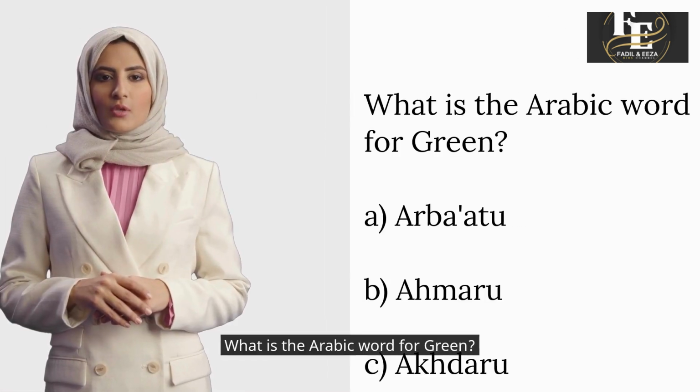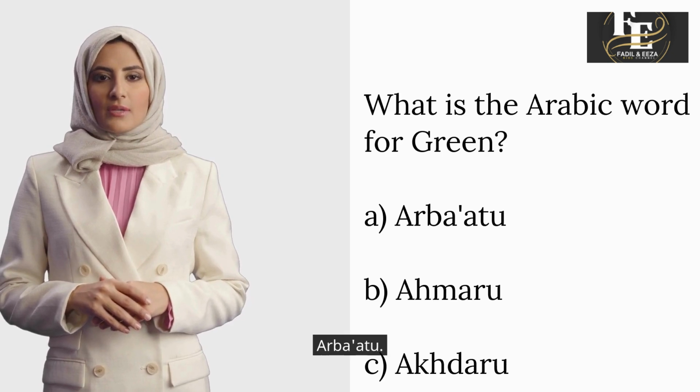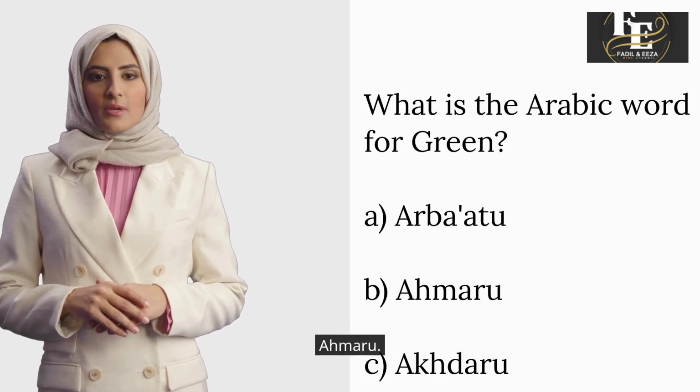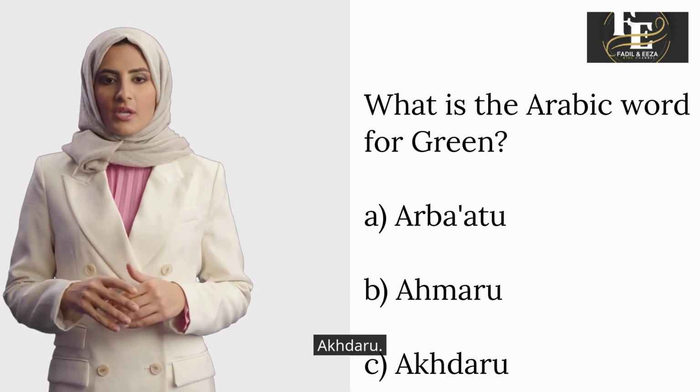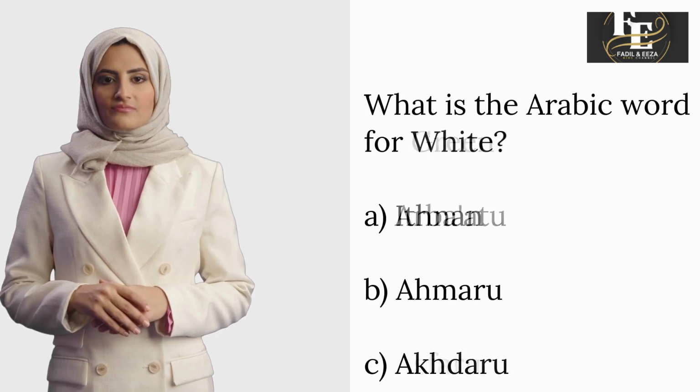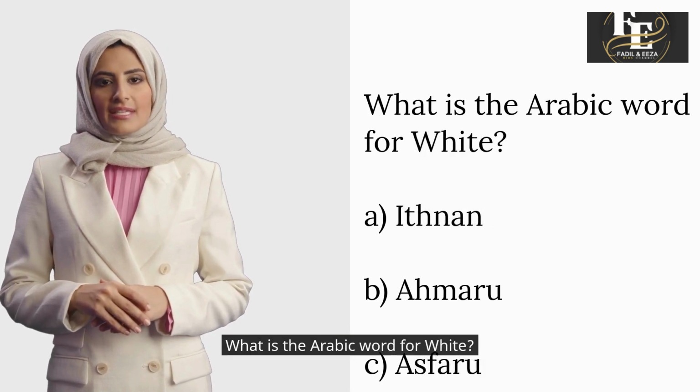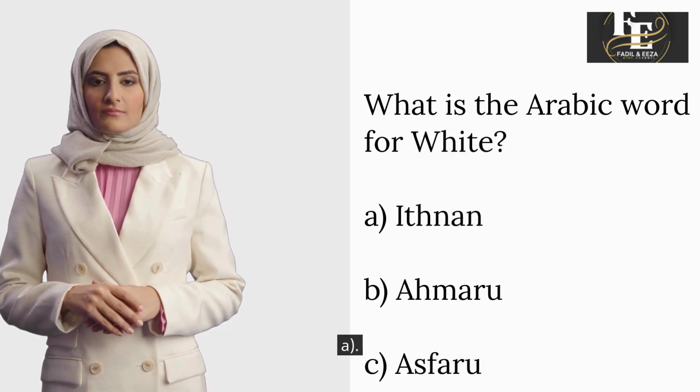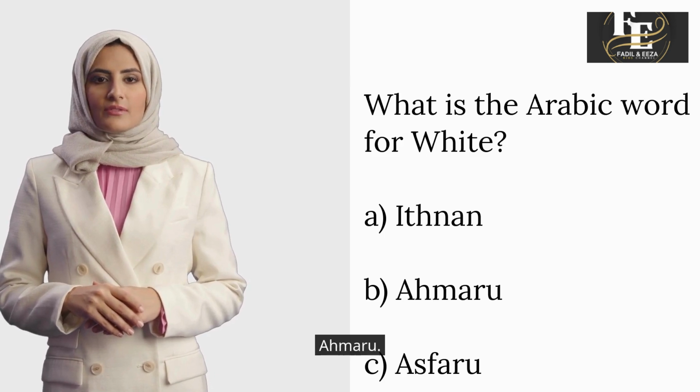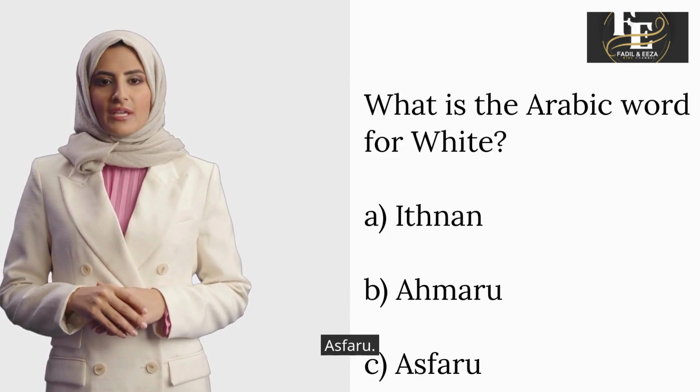What is the Arabic word for green? A. Arba'atu. B. Ahmaru. C. Akhdaru. What is the Arabic word for white? A. Ithnan. B. Ahmaru. C. Asfaru.